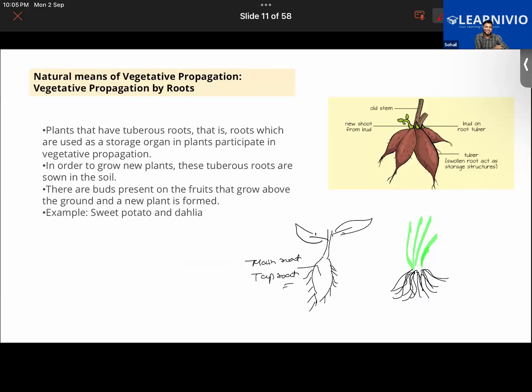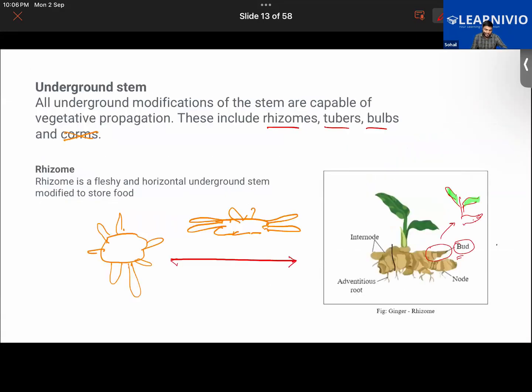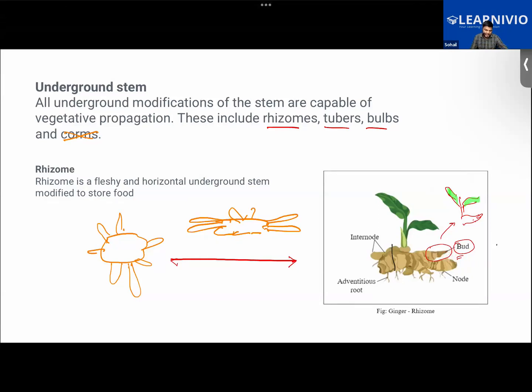What do these buds basically contain? Basically they contain some special type of cells. These contain special cells which can give birth to a new plant, which can grow into a new plant. Getting it? So wherever the buds are present, just cut it and then plant it under the soil. It will grow into a new plant. So that is the case of underground stem.